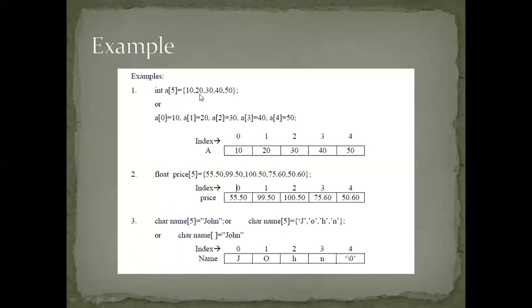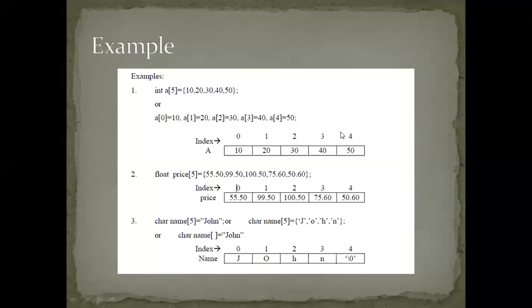The same initialization can be written in this form also. You know that array initialization always starts from the index value 0 to 4. So a of 0 will be 10. A of 1 will be 20. A of 2 will be 30. A of 3 will be 40. A of 4 will be 50. When you initialize like this, it takes in this form only. At the 0th position, we are going to store the value 10.